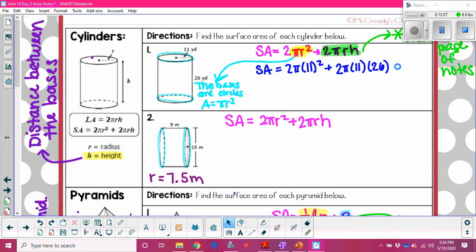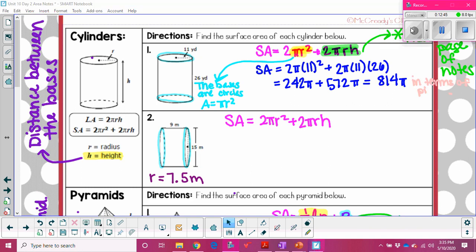Okay, so before you use the pi button on your calculator, I want to get this in terms of pi. So I'm going to treat pi like a variable and just leave it alone for a second. So I'm going to say 2 times 11 squared, which is 242. So I'm going to get 242 pi plus 2 times 11 times 26, which gives you 572 pi. Okay, that right there gives you 814 pi. So that is 814 pi.